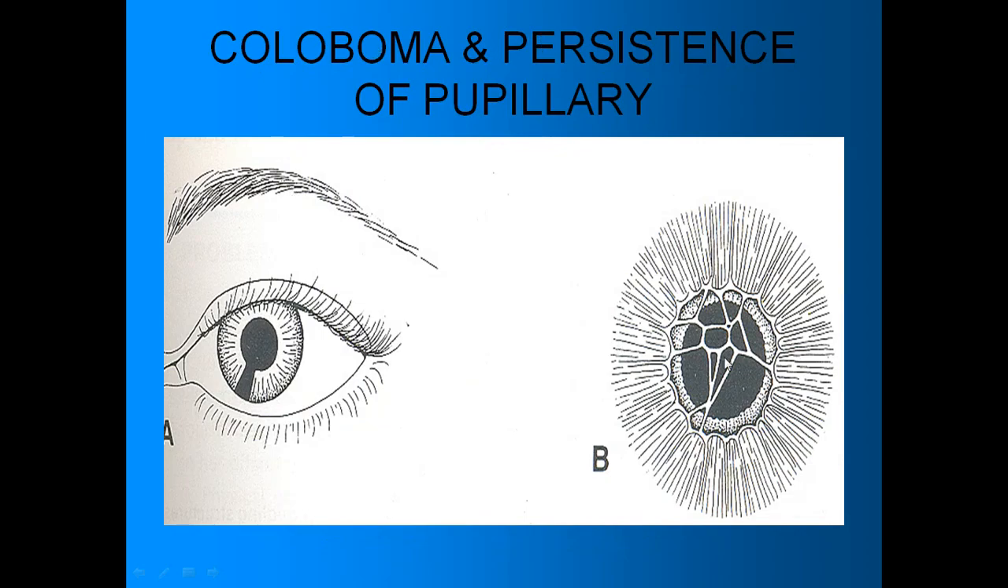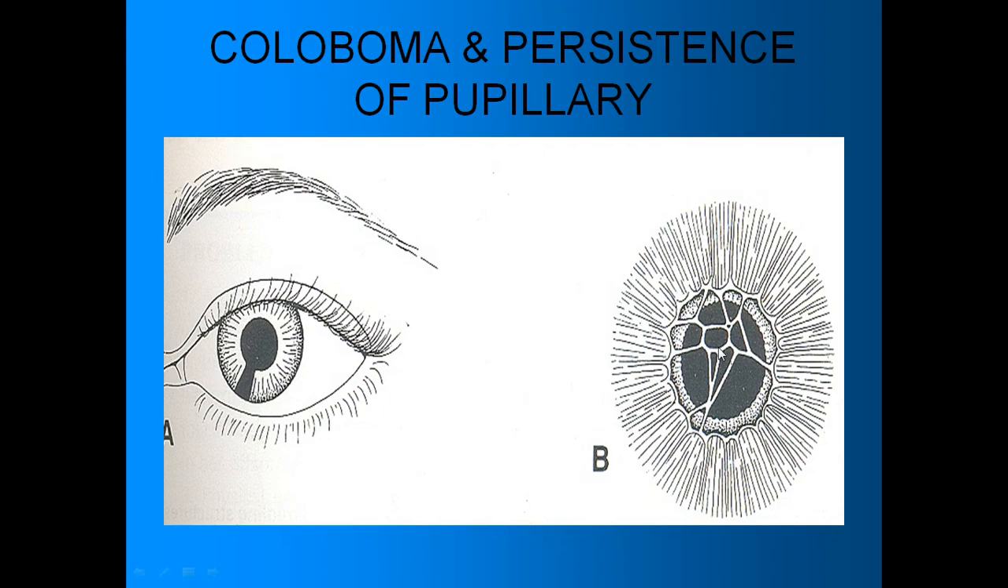Next, after coloboma, it may be associated with one more condition: persistence of pupillary membrane. What is the reason? I just now told you. Pupillary membrane is a membrane in front of the lens. Normally the hyaloid artery supplies the lens. When the hyaloid artery degenerates or disappears, even the gift wrapper covering the lens, that is the anterior capsule of the lens, should disappear, which is around the pupil.